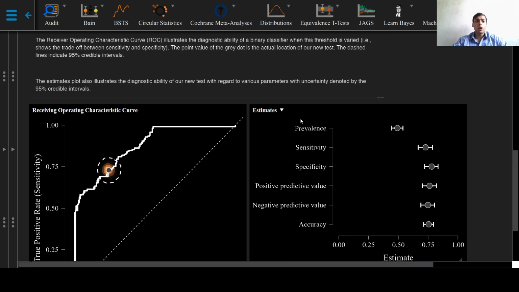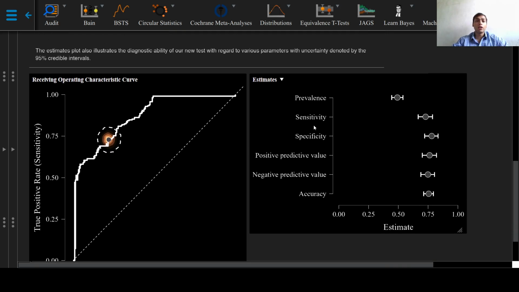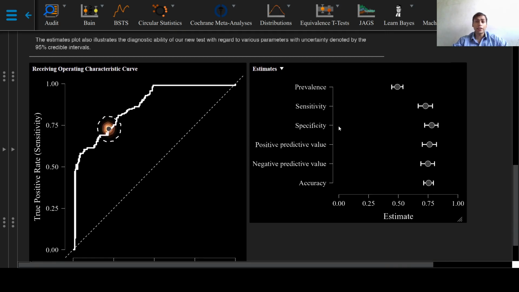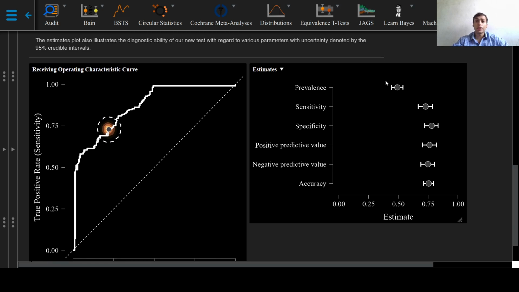The estimates plot also illustrates the diagnostic ability of our new test with regard to various parameters, with uncertainty denoted by the 95% credible intervals.